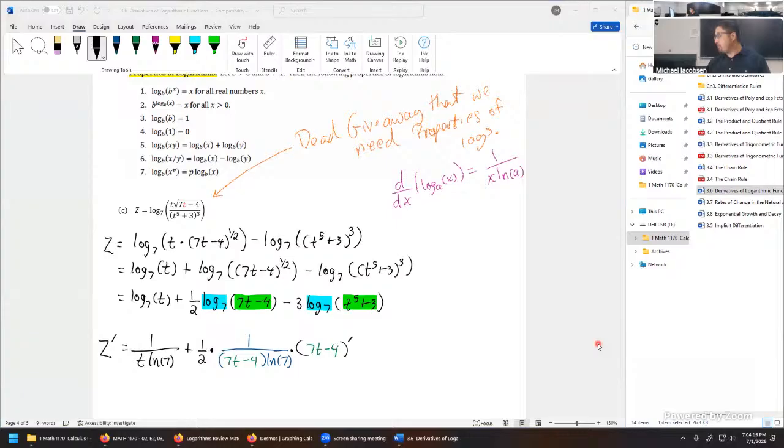Caleb says, so why are those two chain rules, but not the first one? By the first one, do you mean this right here, log base 7 of t? Or do you mean the original one at the very start?